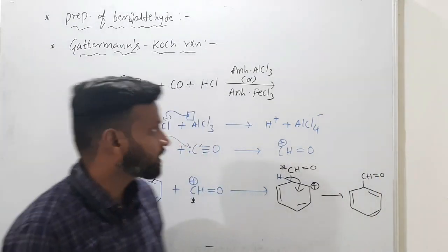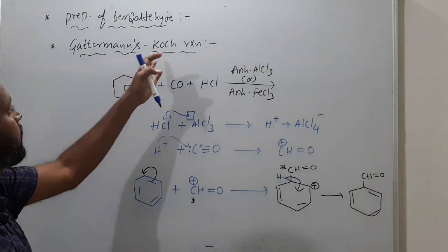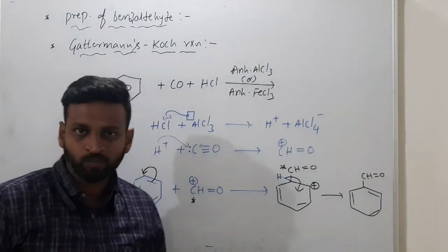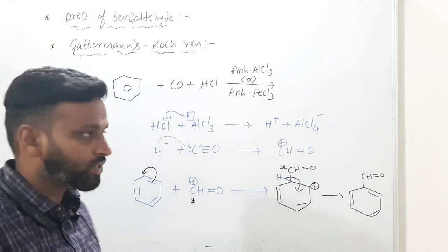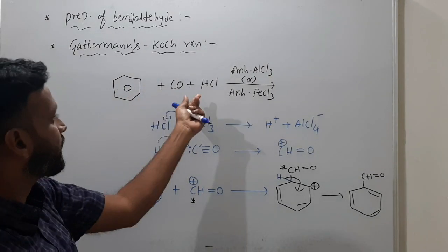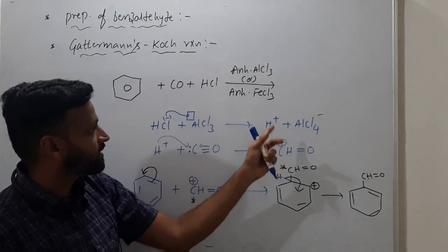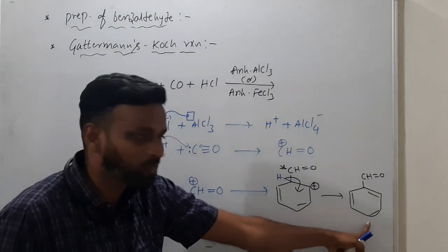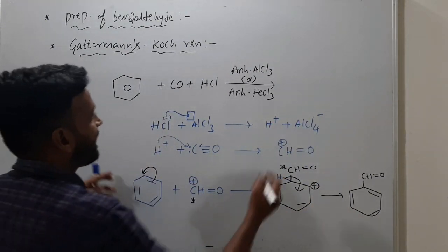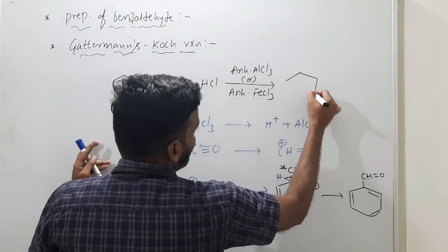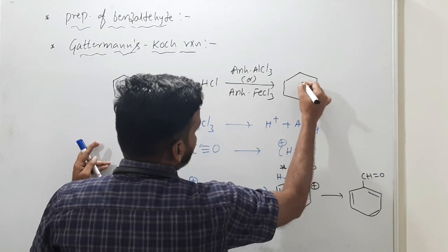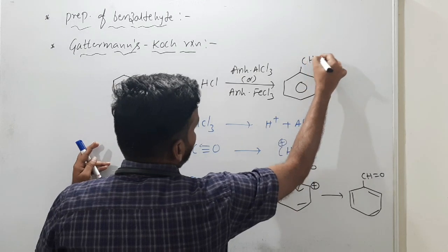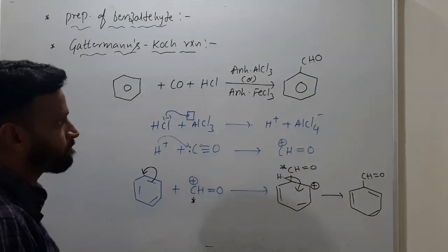Got it? So this is the Gattermann-Koch reaction. Benzene reacts with carbon monoxide and HCl. Oh my god, I had not written any product here, right? Here I have written that product. So you have benzaldehyde here, C6H5CHO. That's it.